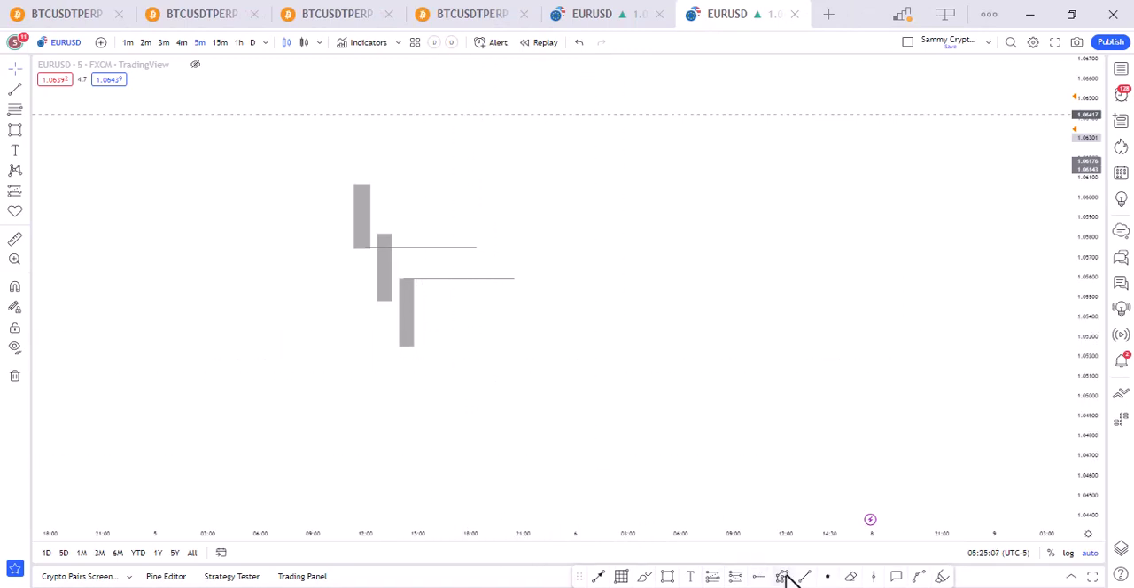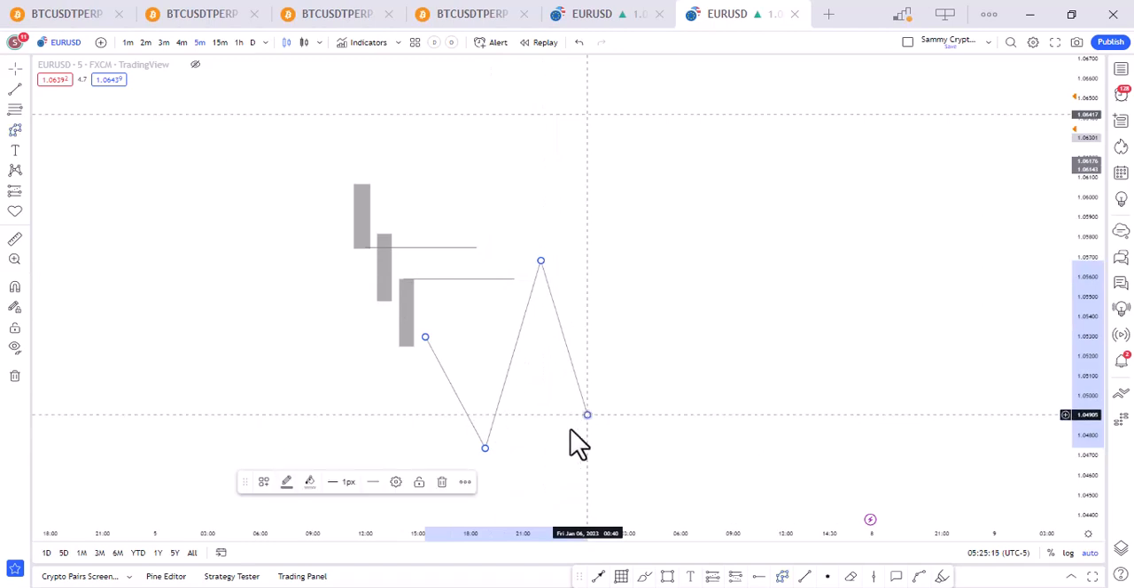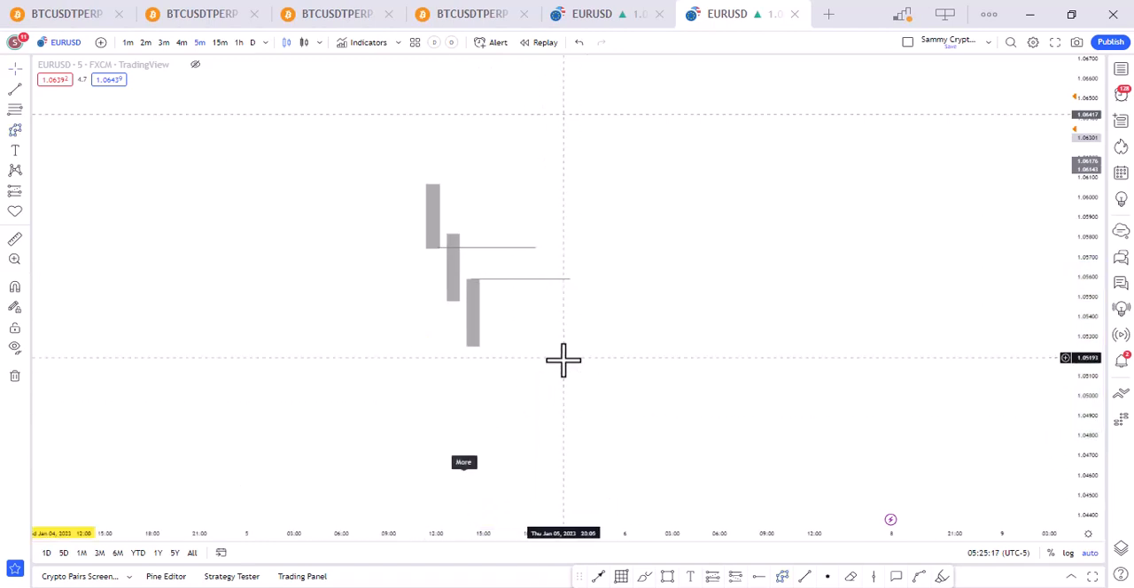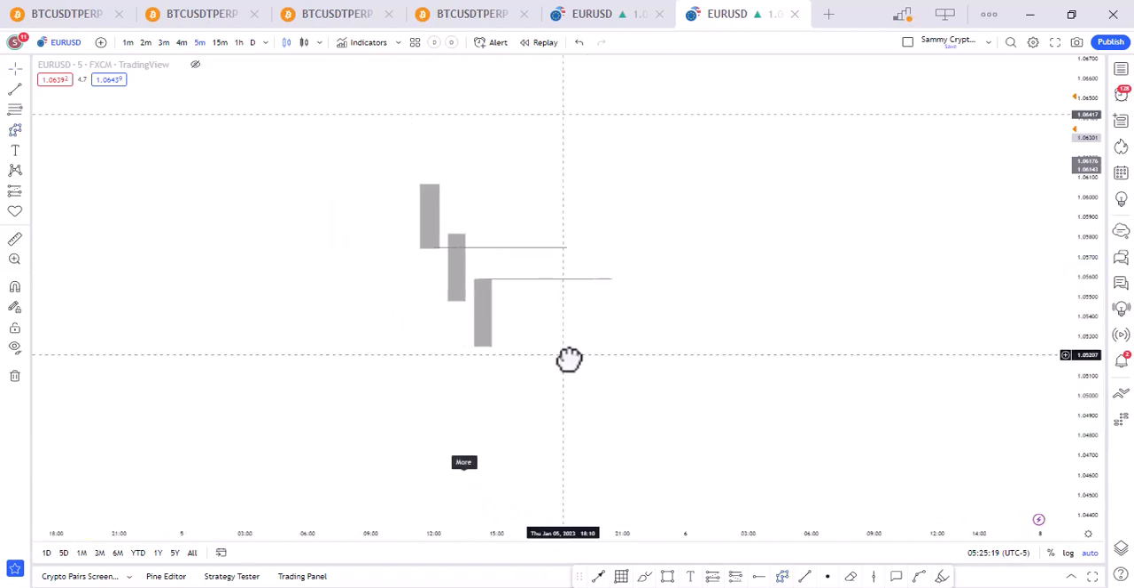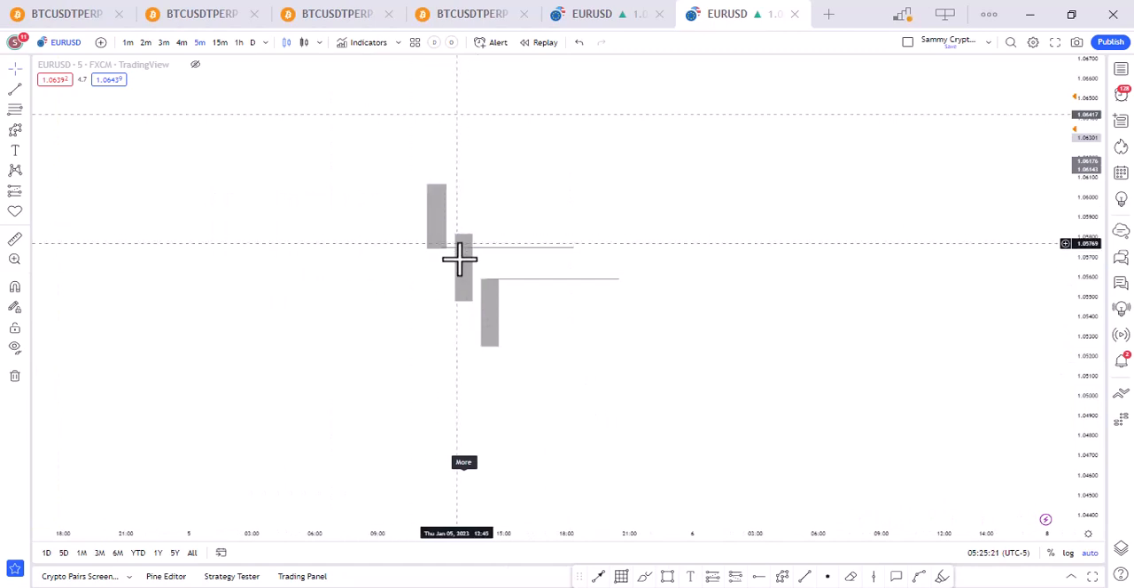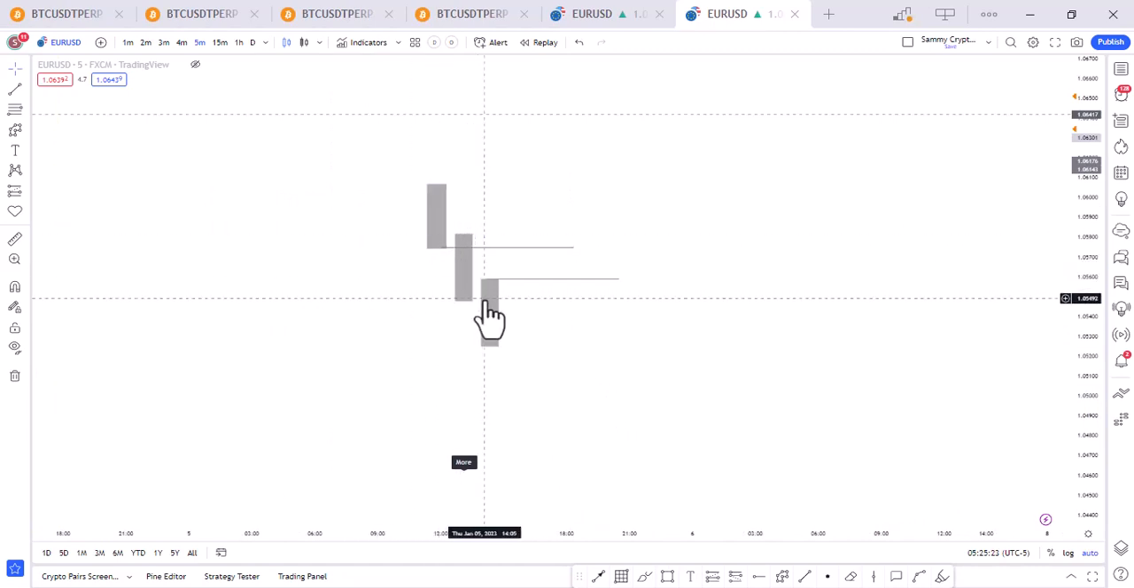Maybe from here price left no more void, but that zone where there is a void, price is likely to come back to refill it. Okay, I'm going to explain that a bit. Let's look at this first. So we have a bearish candle, we have another bearish candle, we have another bearish candle.